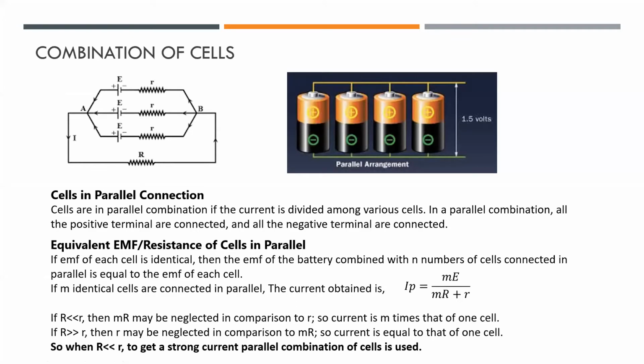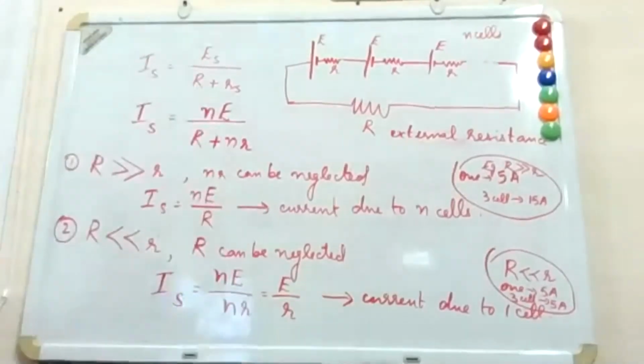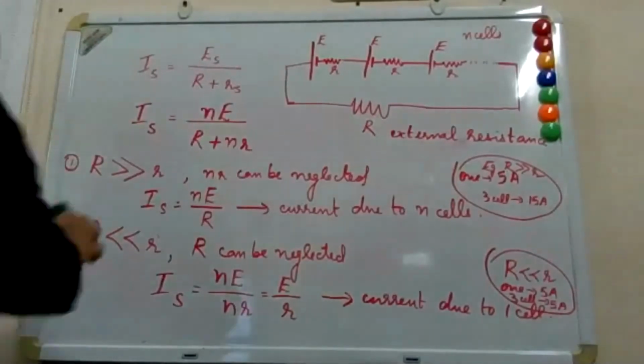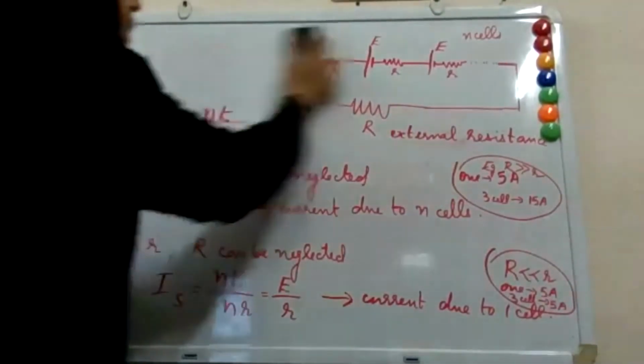Now let us see what will be the current if they are connected in parallel. So this is the formula. I will show on the whiteboard how this formula is derived. You will be starting with the same equation. Let me stop sharing the screen. Okay, so you can see the whiteboard now? Yes, teacher.